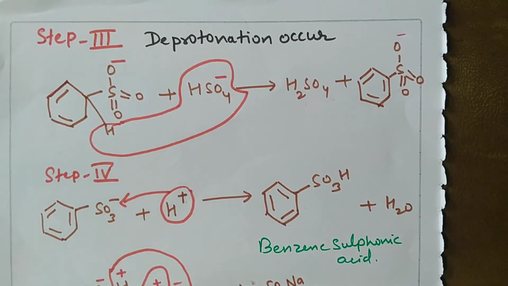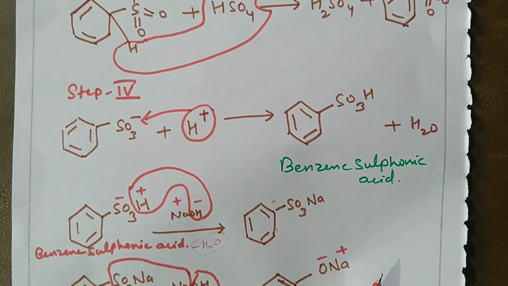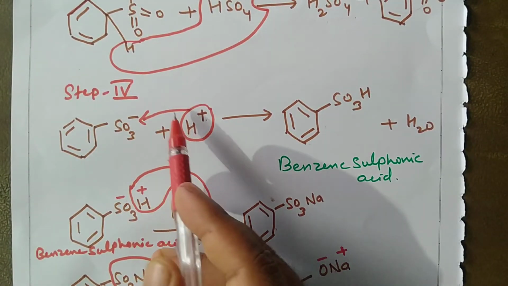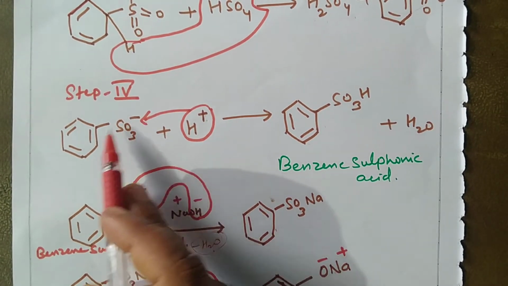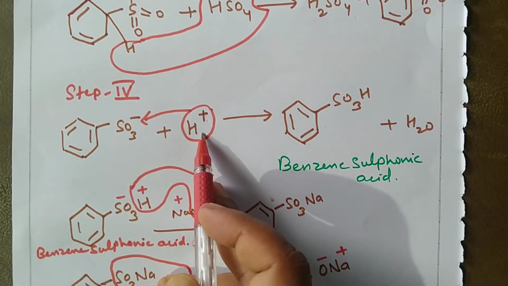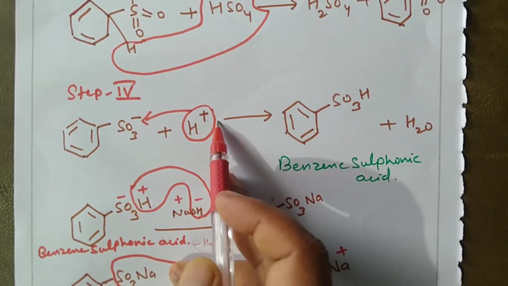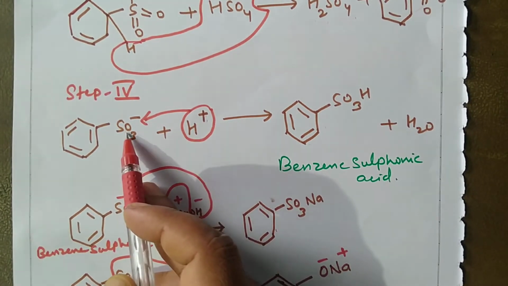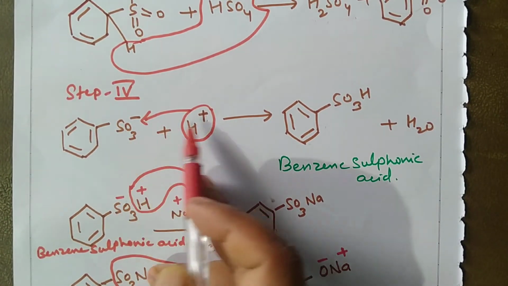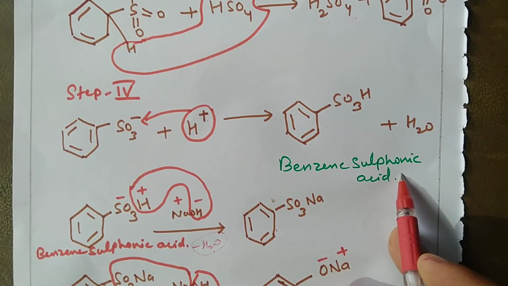So in step 4, protonation occurs. So here protonation occurs, and in step 4 you can see that SO3 minus and H plus ion react with this one molecule, and as a result what happens? So this H plus and this SO3 minus attach to each other to form SO3H. So benzene sulfonic acid is formed.